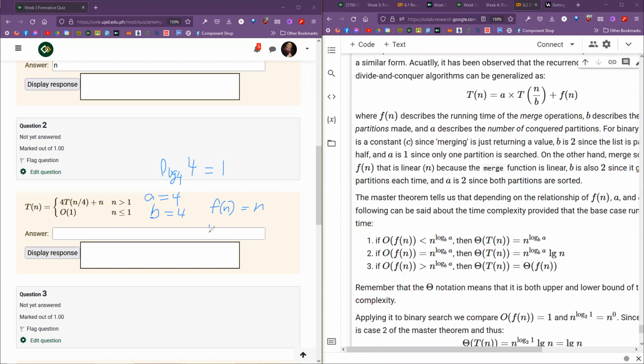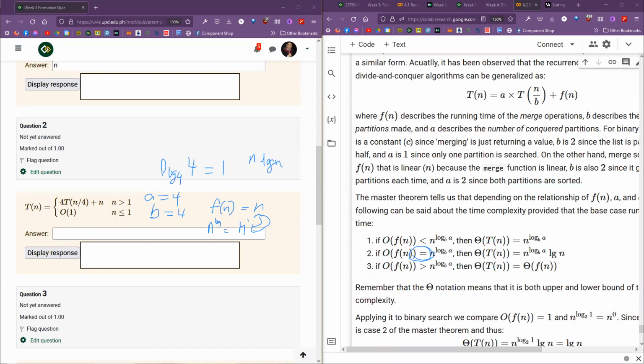So yung n to the log, mahaba kasi sulat, lagi ko naman. N to the log is just n to the 1. And comparing it with f of n, we say na equal sila. So yung ating sagot dito is yung n log n. So same answer din sa kanila.